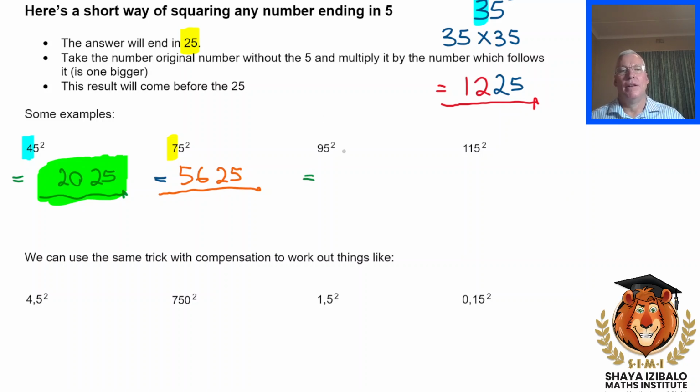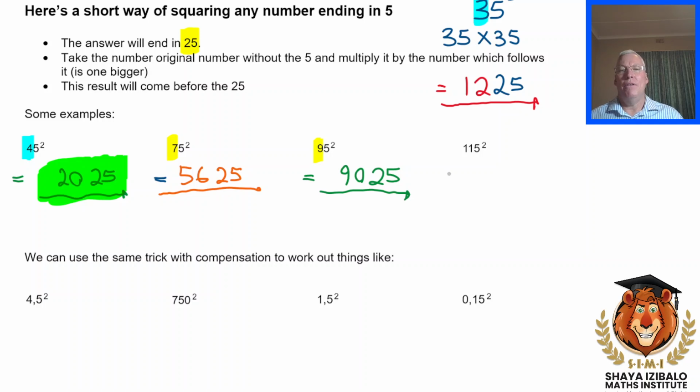Okay, what about 95 squared? All right, put the 25 down. What is 9 times the number 1 bigger than that? What's 9 times 10? 9 times 10 is 90. 95 squared is 9025.